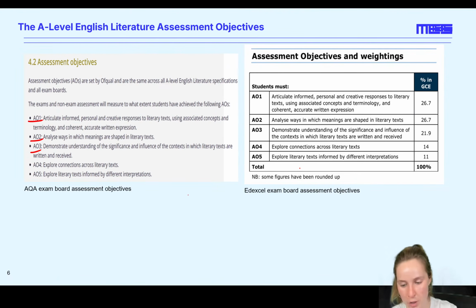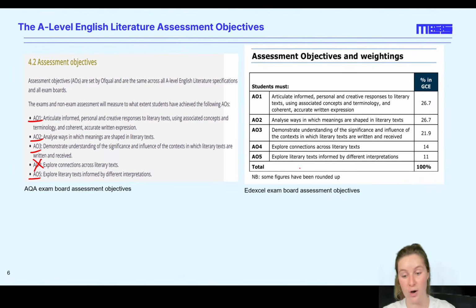AO4 is not assessed for this specific question because AO4 is about comparison. So it's only for your comparative points, which is almost entirely prose or poetry. And AO5 is explore literary texts informed by different interpretations.